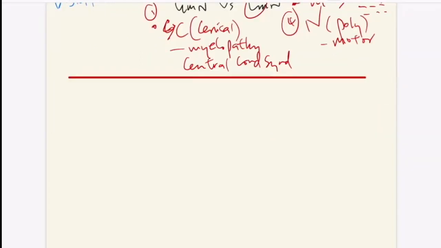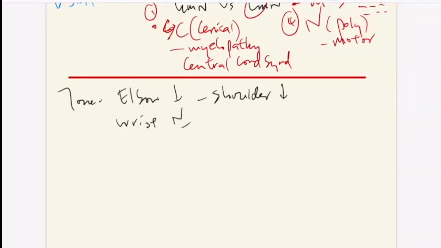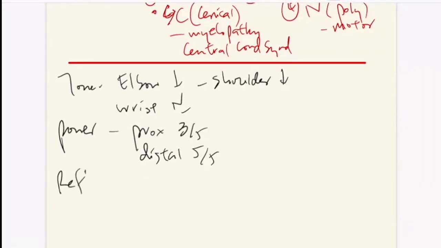After inspection, we check the tone. Okay, the tone is slightly reduced in the elbow joint. Elbow is reduced, but your wrist joint is normal. So it is very proximal. When you check the shoulder, tone is also reduced. Okay, so you know it's proximal. The next thing is you check the power. The proximal power is 3/5. Distal power of the wrist and hands are 5/5. I'll tell you the reflexes. Do you have the diagnosis now before I proceed?